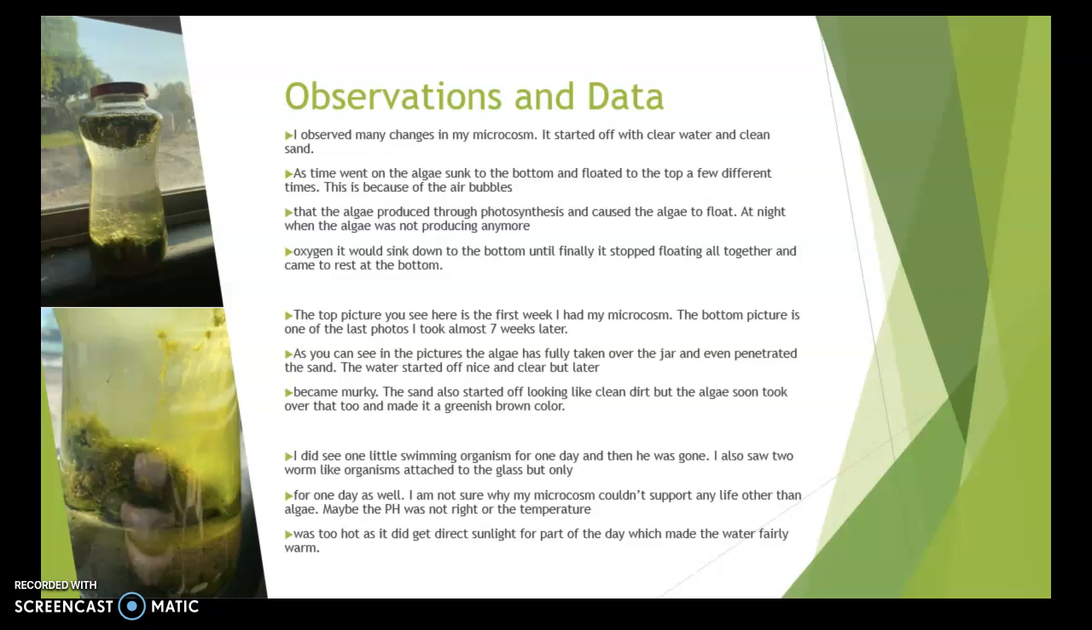I'd like to point out that there is some weird, like, spider webs growing attached to the side of the jar, and the algae went into the sand and just pretty much took over the entire microcosm. The top picture there looks pretty clear and clean, and then the bottom picture is a little nasty looking.